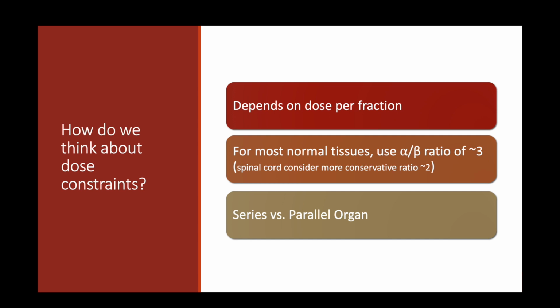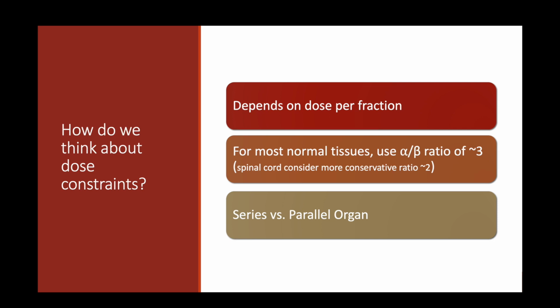How do we actually design dose constraints when we're creating radiation plans? Number one, as we said, it depends on the dose per fraction. To give you an example, for the spinal cord, if we're treating at 2 gray per fraction, we can generally tolerate a maximum of around 45 to 50 gray. If we're treating the spinal cord with SBRT in a single fraction, then that dose is much lower, and it can only tolerate somewhere around 12 to 12.5 gray in a single fraction.